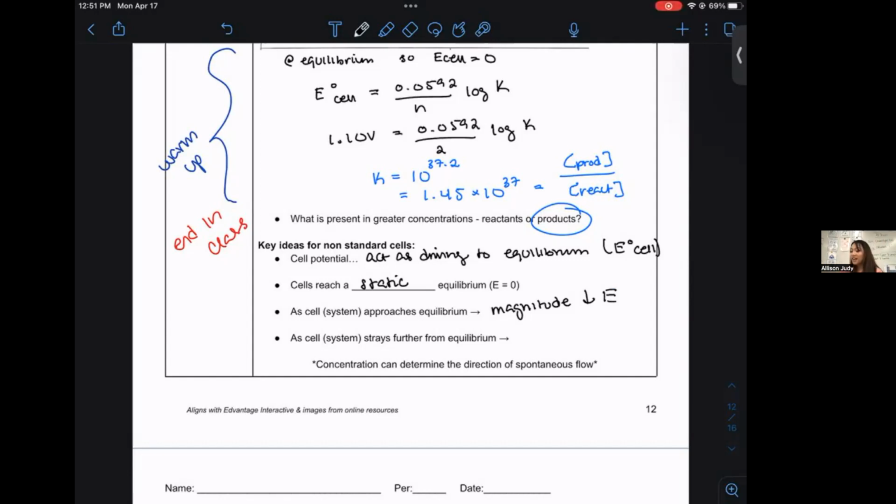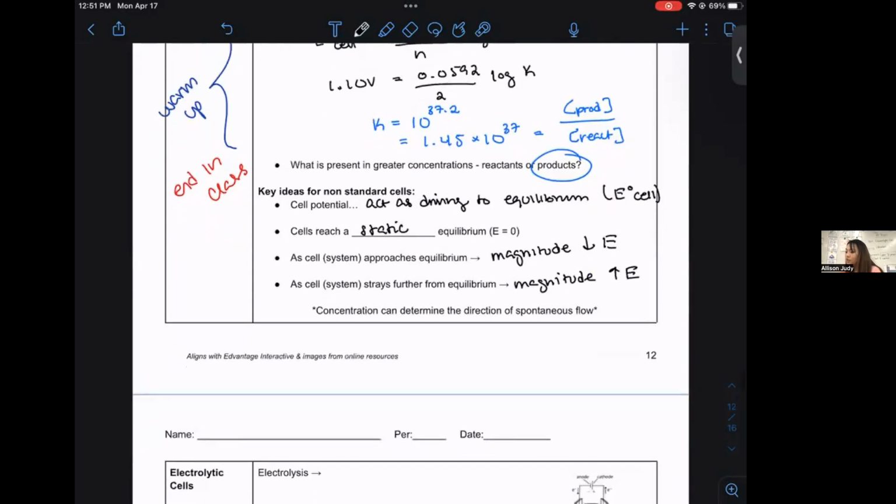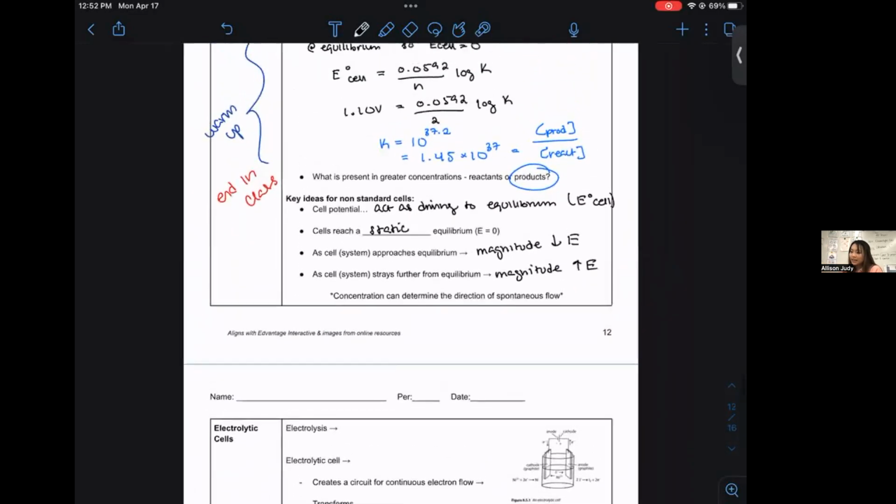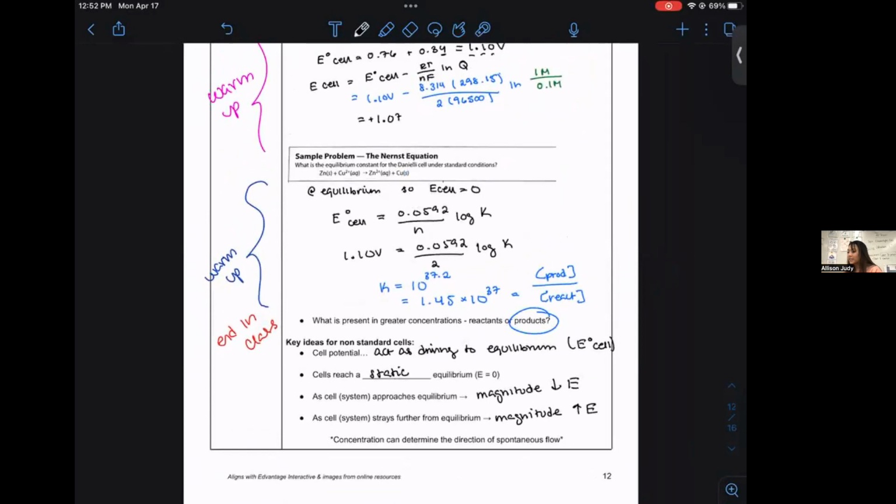So anyway, as the cell system strays further away from equilibrium, the magnitude of your E increases. So what we say then is that concentration can determine the direction of spontaneous flow. And that's kind of the end of that.